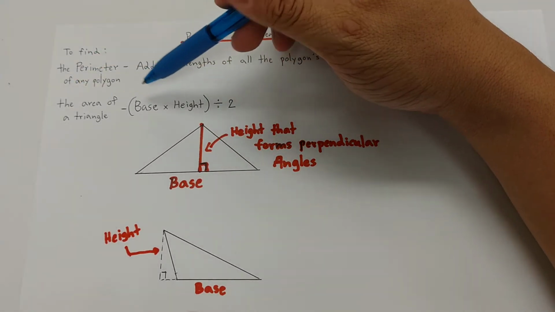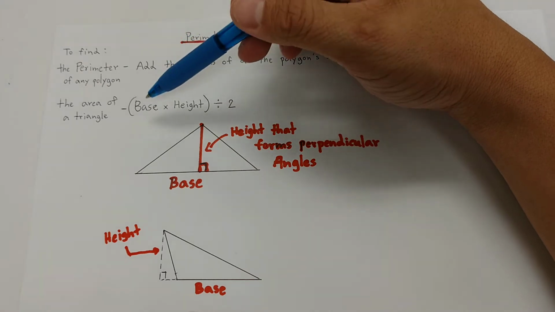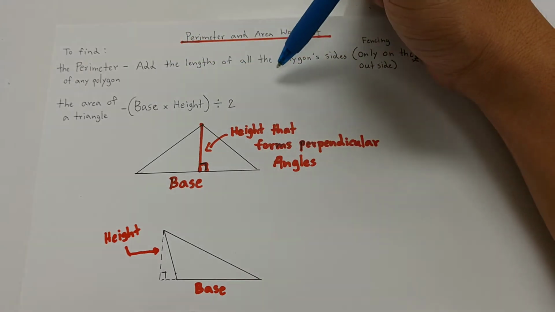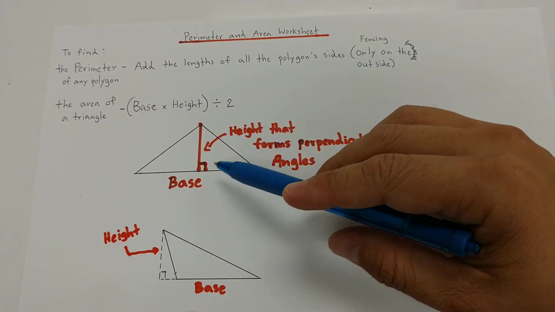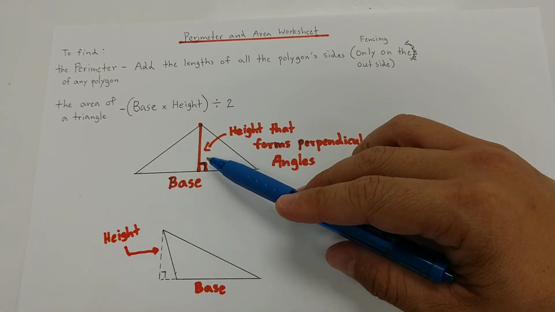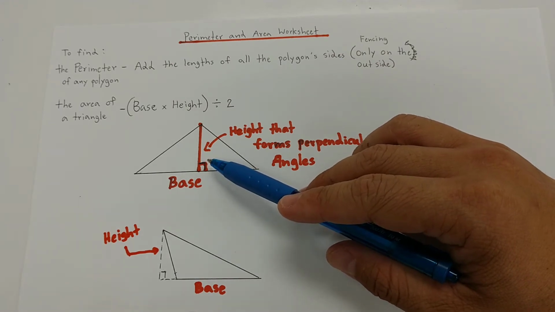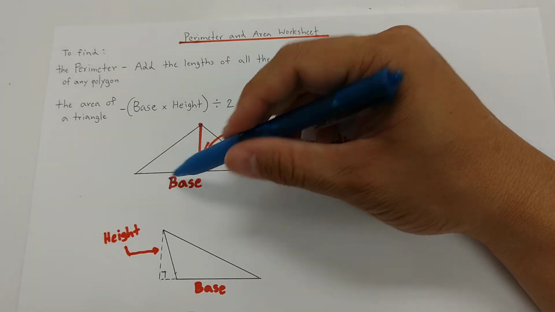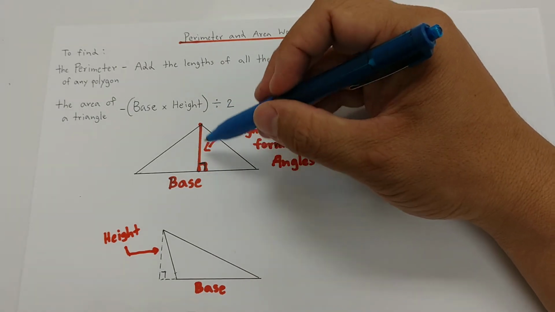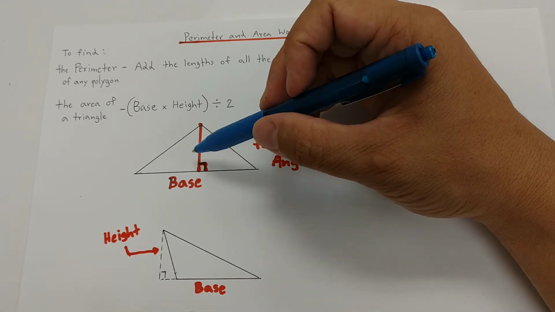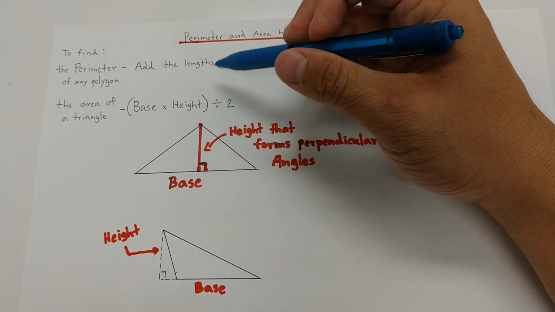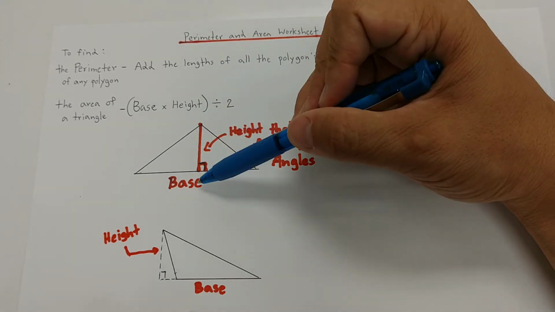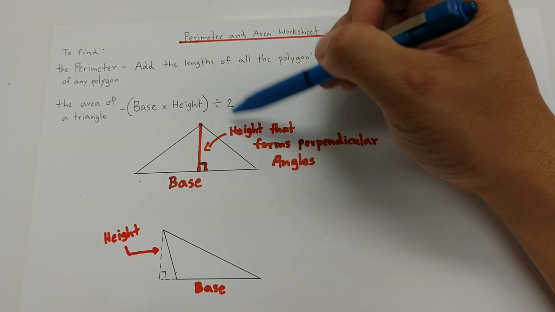Now, the formula for the area of a triangle is base times height divided by 2. Be very careful in determining the height. The height is always going to be the length that is perpendicular to the base. Whichever that is, that will be the height that we use to find the area of a triangle. So in this case, we're going to use the base here times the height divided by 2.